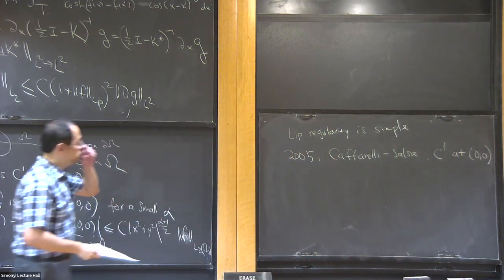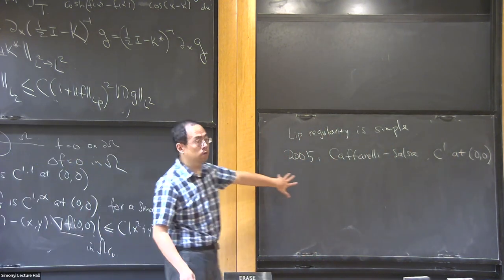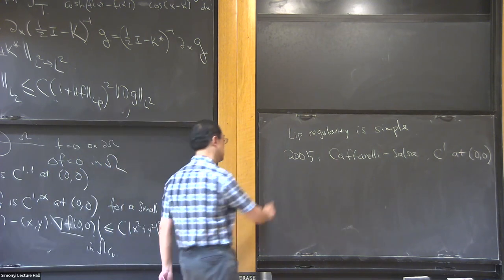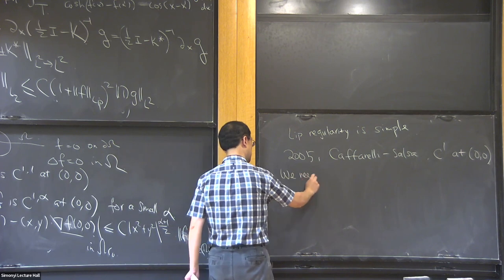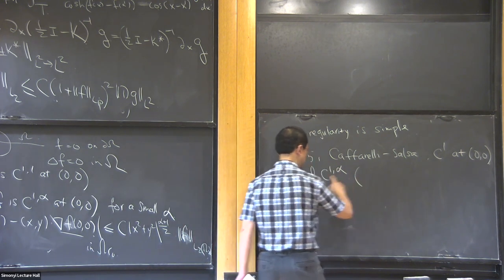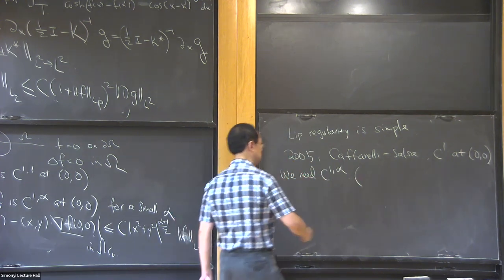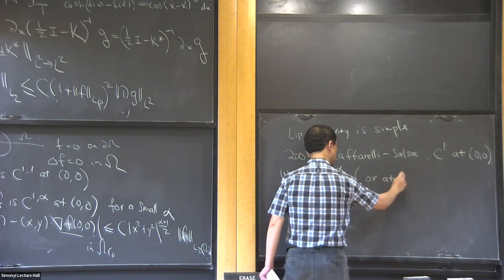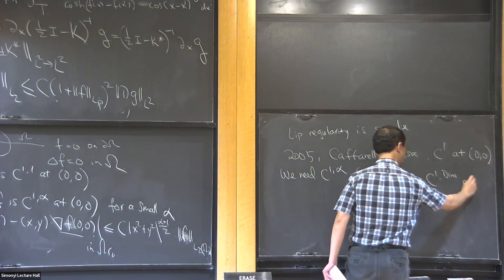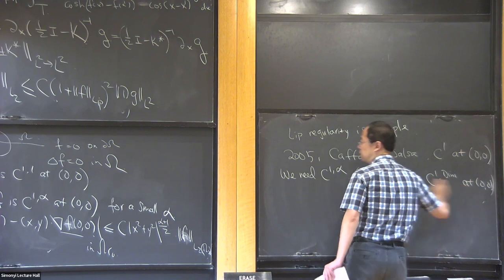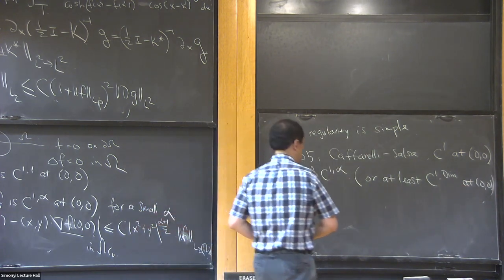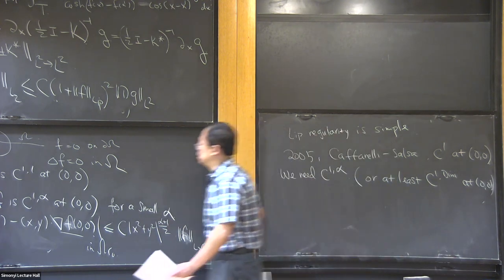However, for our application, because we want to prove a certain convergence of the derivative to the Neumann operator, we need a C1 alpha. At least C1 Dini. So the gradient should be Dini continuous at the point. That's why we need to prove this result. Okay. So for the proof, let me just give you some key steps.